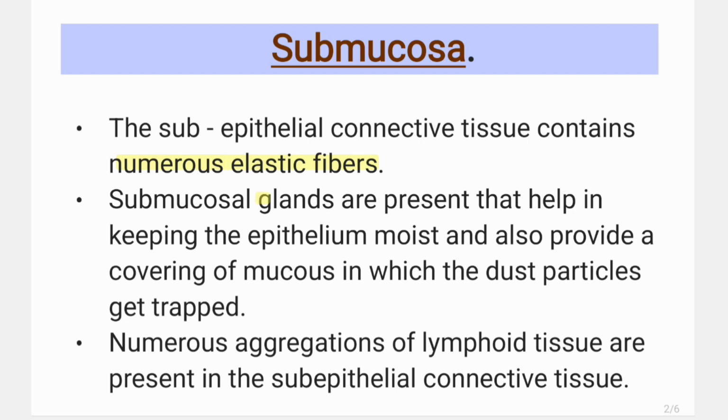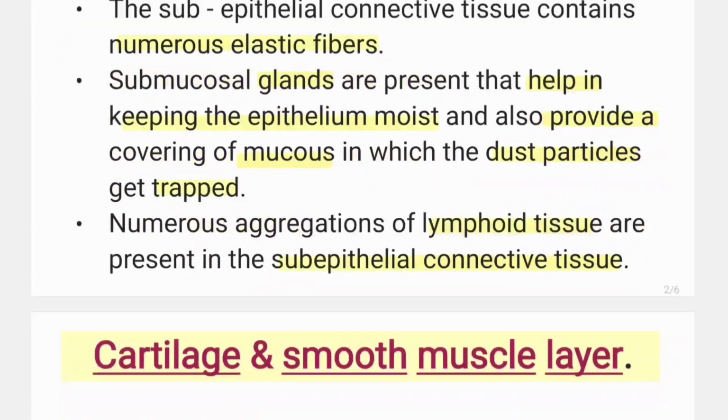Now we can also find some submucosal glands. What is the function of these glands? These glands help in keeping the epithelium moist and also provide a covering of mucus in which the dust particles get trapped. This acts as a trapping medium for the dust particles. Here we can also find numerous aggregations of lymphoid tissue in the subepithelial connective tissue.